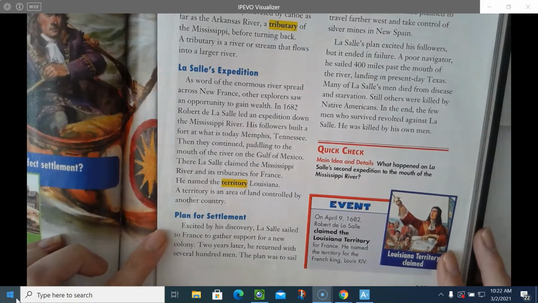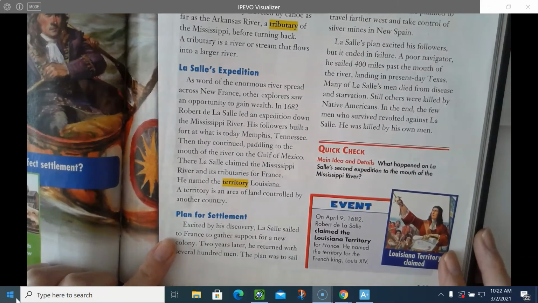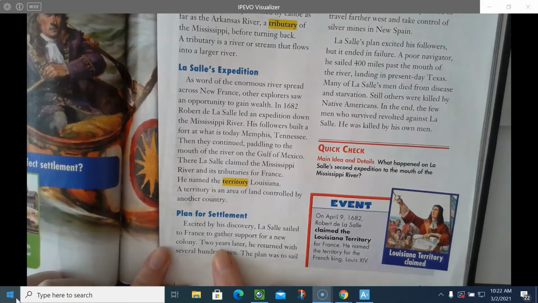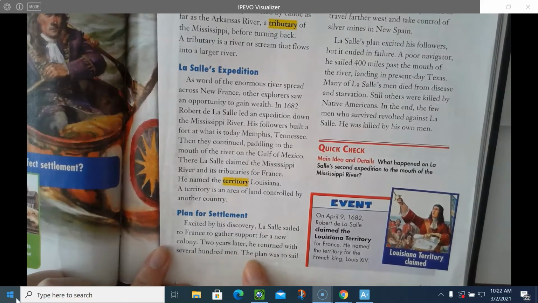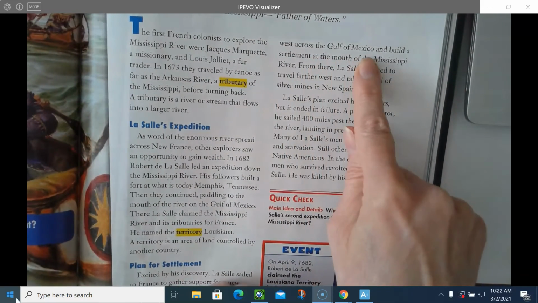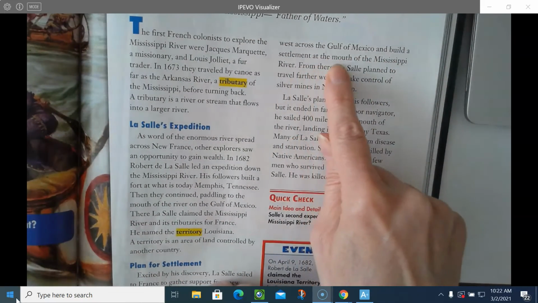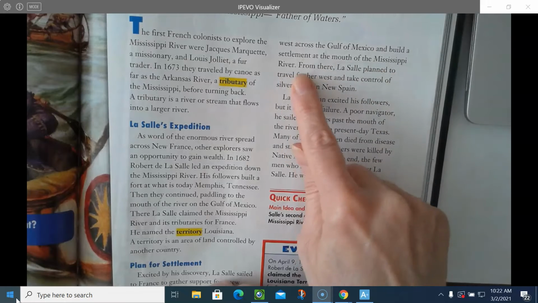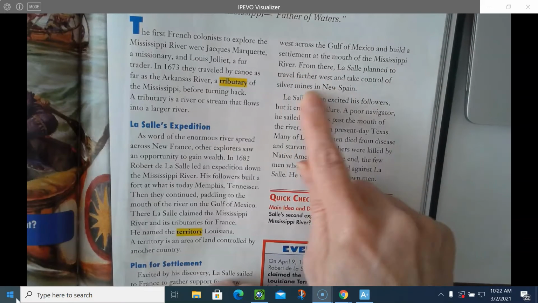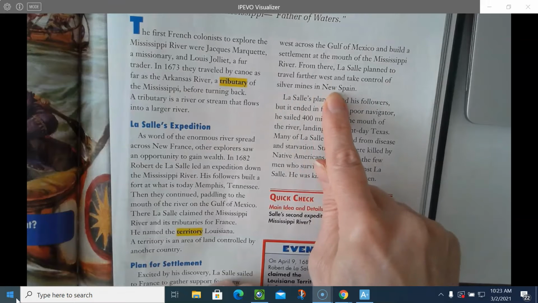Plan for settlement. Excited by his discovery, La Salle sailed to France to gather support for a new colony. 2 years earlier, he had returned with several hundred men. The plan was to sail west across the Gulf of Mexico and build a settlement at the mouth of the Mississippi River. From there, La Salle planned to travel farther west and take control of silver mines in New Spain.